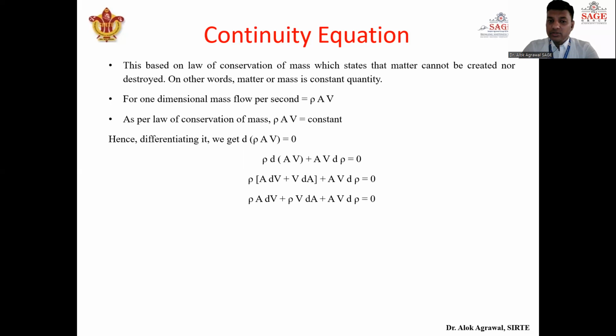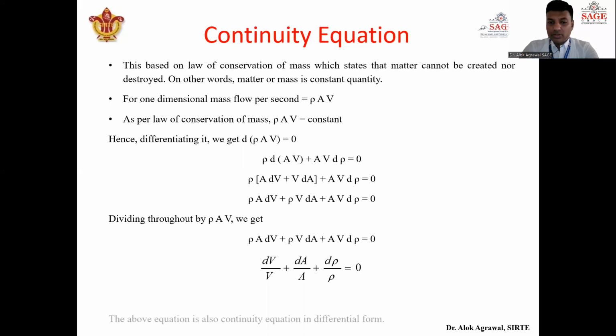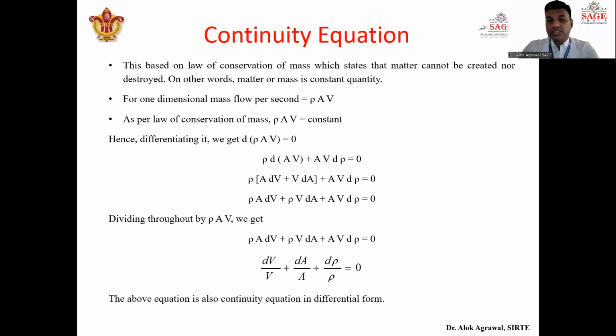Now dividing throughout by rho into A into V, we will get dV by V plus dA by A plus d rho by rho equal to 0. And this is our continuity equation in differential form for compressible flow. So this is very important.